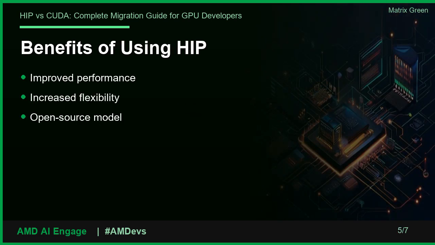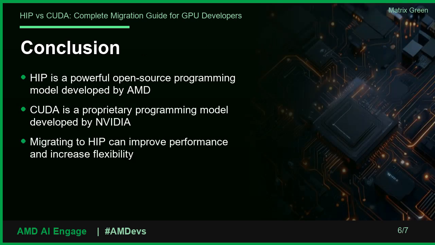So why should you use HIP instead of CUDA? The benefits are clear. With HIP, you'll enjoy improved performance and increased flexibility in your code. And with its open-source model, you'll have more control over your code and be able to modify it to suit your specific needs. In conclusion, HIP is a powerful open-source programming model developed by AMD that offers improved performance and increased flexibility. By migrating your code from CUDA to HIP, you'll be able to take advantage of the power of AMD GPUs and achieve better results in AI computing and machine learning.